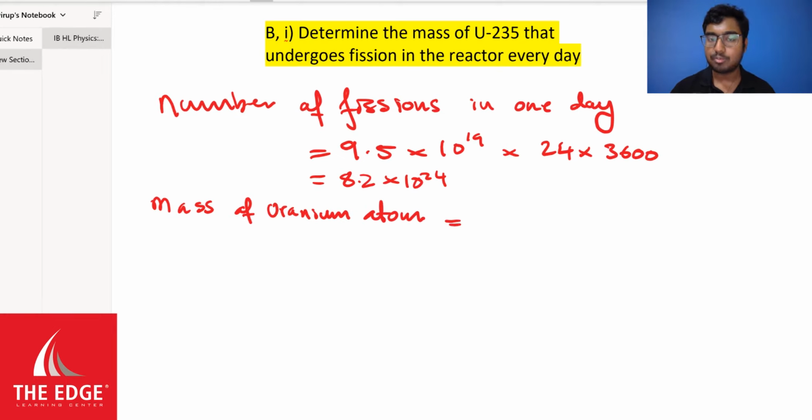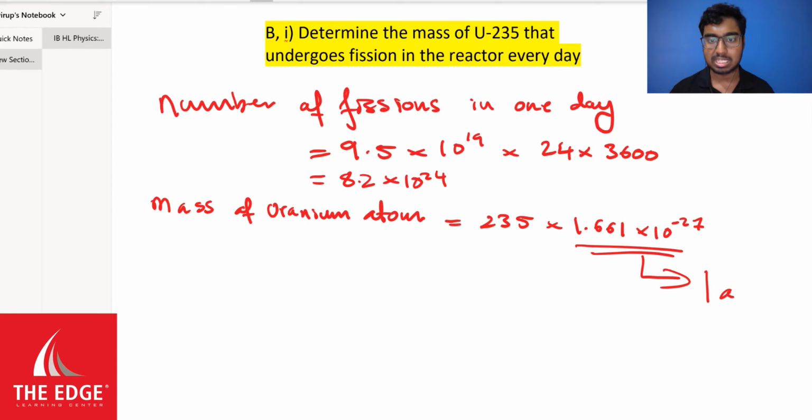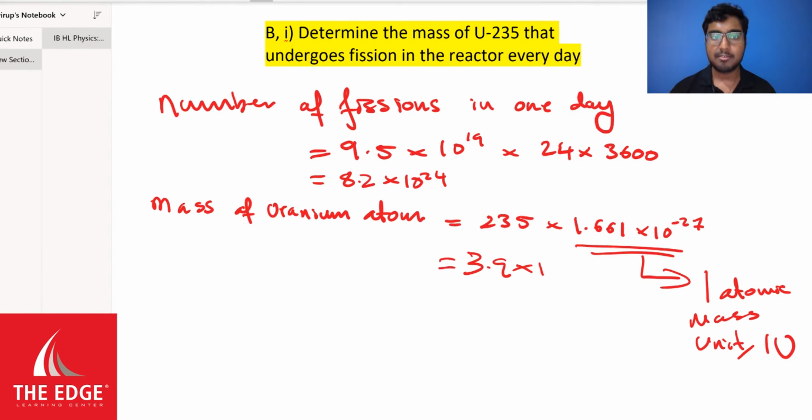Okay? Now we have to find out the mass of the uranium from the core that gets used every day. Sorry, the mass of the uranium atom, actually. Let's do that first. The mass of the uranium atom is calculated by using the uranium mass number, 235, times 1.661 times 10 to the power of negative 27. That 1.661 times 10 to the power of negative 27 is the atomic mass unit, u, which you will find in your data and formula booklet, giving the mass of a uranium atom as 3.9 times 10 to the power of negative 25 kilograms.